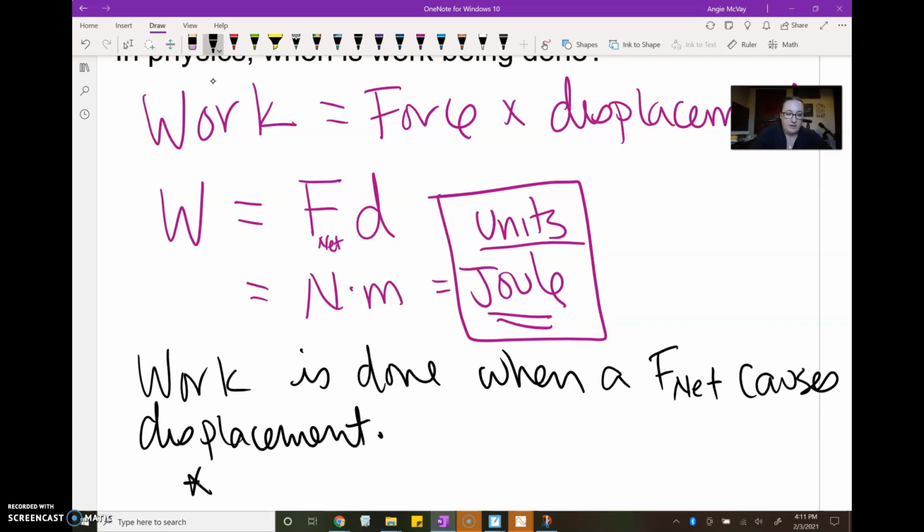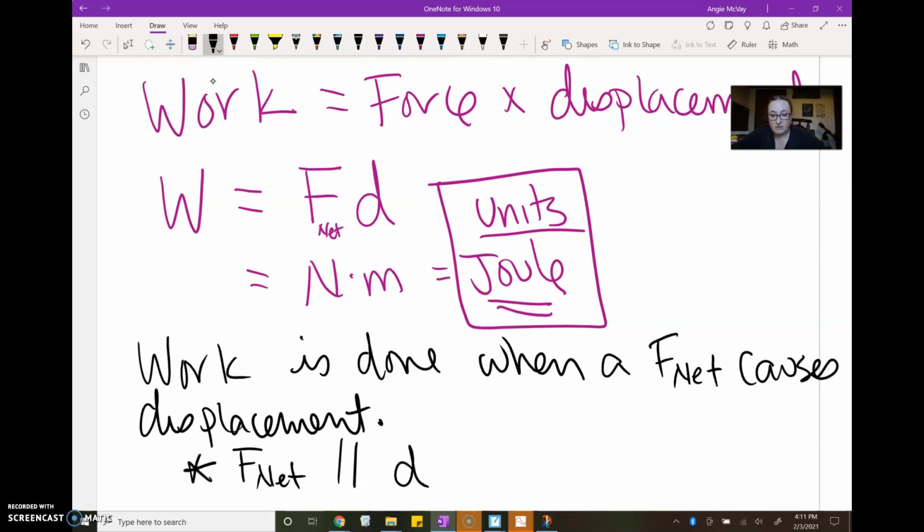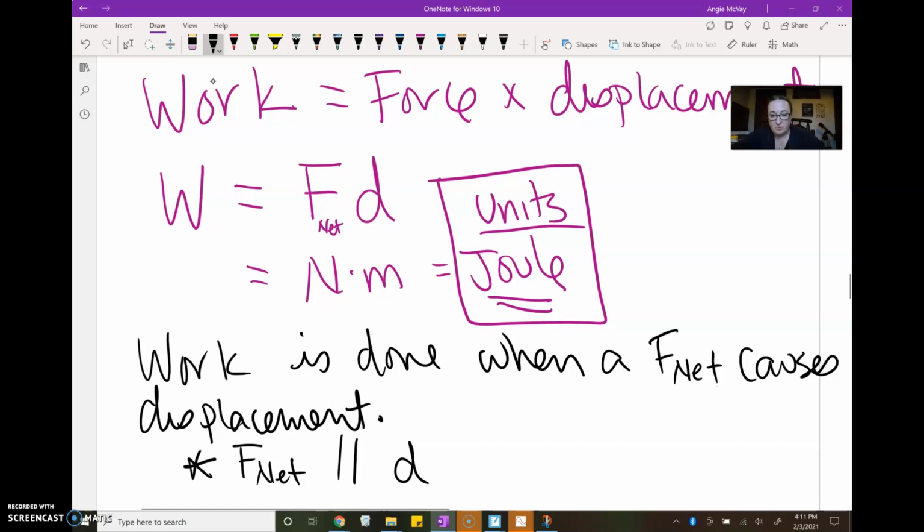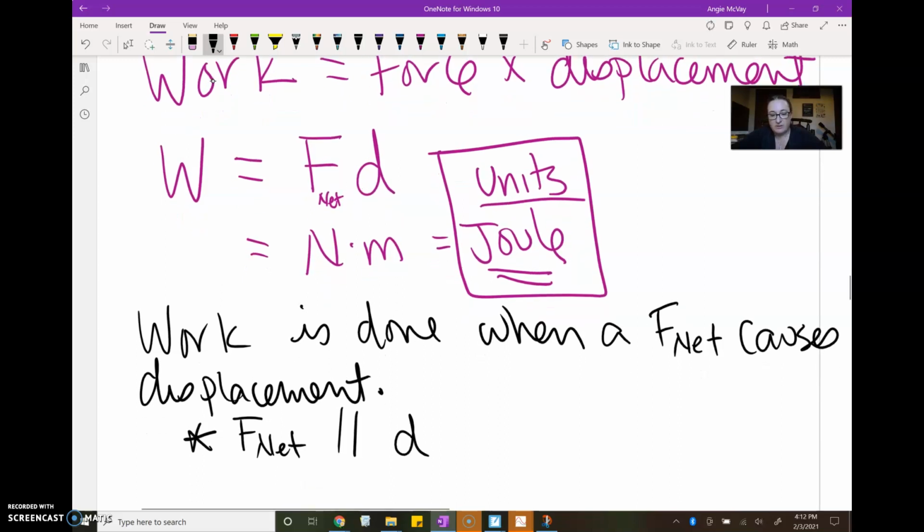Okay, an added caveat is F net must be parallel, using the math symbol for parallel, to the direction that the object is being displaced. Net force causes displacement, and that net force is parallel to displacement. So the entire force doesn't necessarily have to be parallel to the displacement, but there must be a component of the force that's causing displacement.